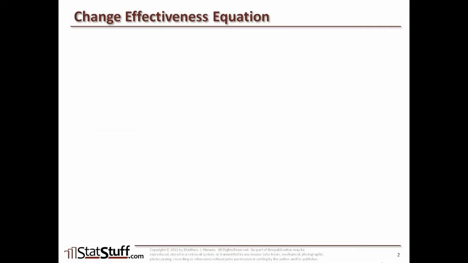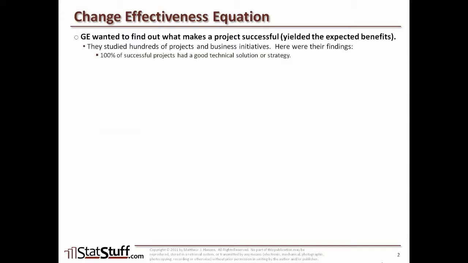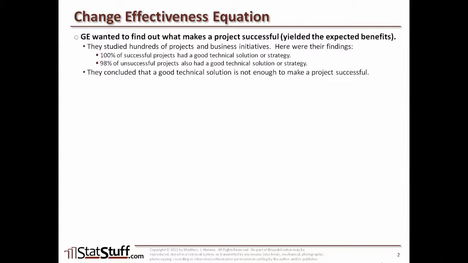From my understanding of how this began, it began with the company GE, who wanted to find out what makes certain projects successful. That is, they yielded the expected benefits. So they studied hundreds of projects and different business initiatives, and here's what they found. 100%, that is, all of the successful projects they evaluated, had a good technical solution or strategy associated with it. And then when they looked at the unsuccessful projects, 98% of all those unsuccessful projects also had a good technical solution or strategy. It seems like it didn't make a lot of sense, but what they concluded was a good technical solution is not enough to make a project successful.